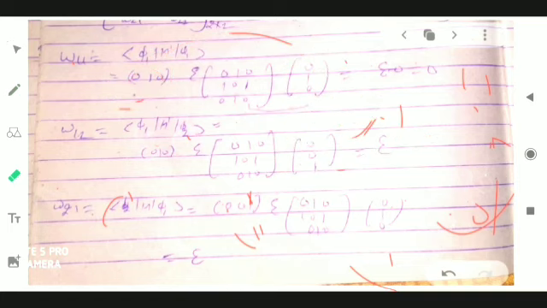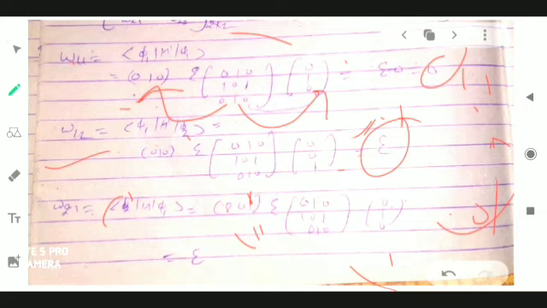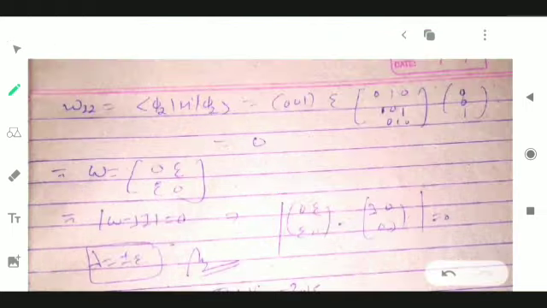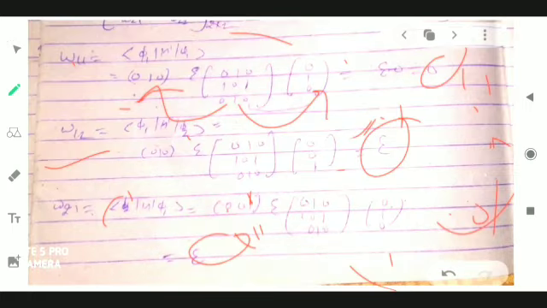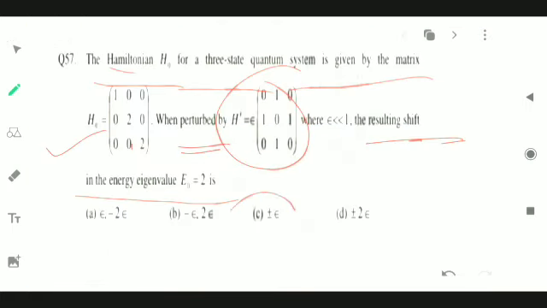Now by solving, first this and then this, we will find W11 is 0, and similarly W12 will be E, W21 will be E, and W22, that is phi2 and phi2, will be 0. So we have found the W matrix: 0, E, E, 0. Now we again find the energy eigenvalue by this formula, put the determinant equal to 0, and find lambda is plus minus E, and that will be your answer, because he only asked for the resulting shift.